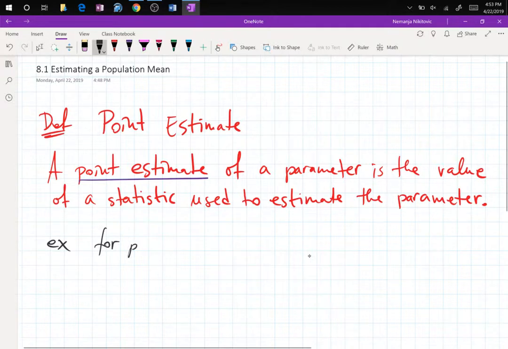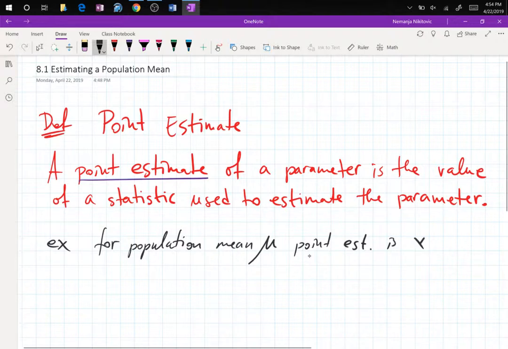for population mean mu, the point estimate is the sample mean, x bar. I'm going to spell it out. Sample mean, x bar.